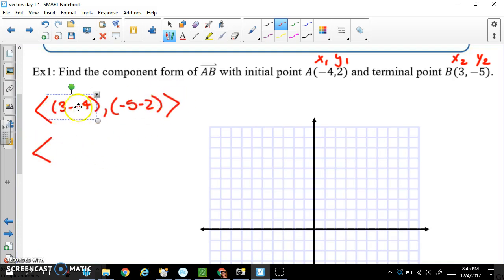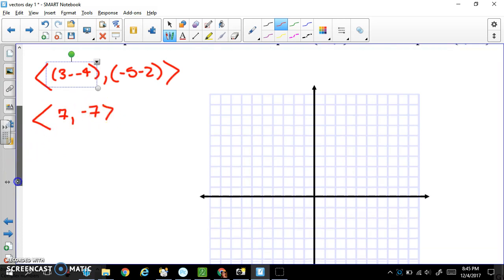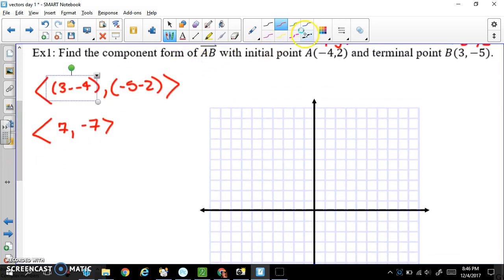So now I'm going to go ahead and simplify this. So 3 minus -4, well, that becomes 3 plus 4, so I have 7. And -5 minus 2, that's going to give me -7. So this is saying that my vector, if I start at this point A and I end at this point B, it's telling me horizontally I go right 7, and vertically I go down 7. Let's confirm that by graphing it.